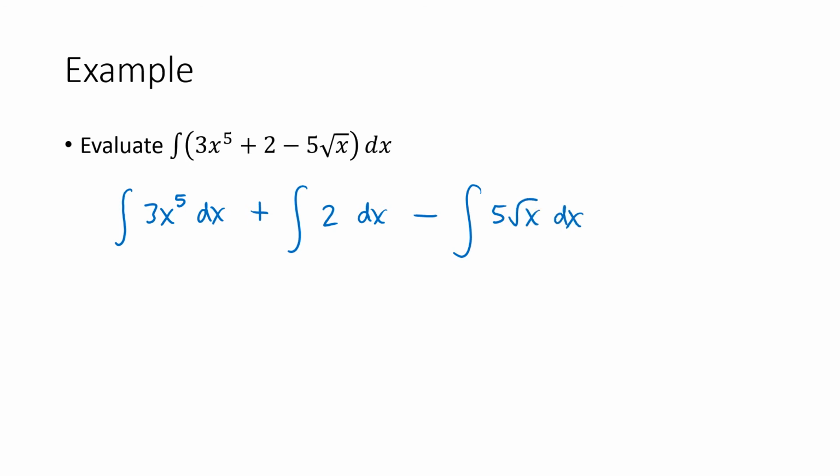And then because we've got a 3 times x to the fifth, just like for derivatives, the 3 is a constant multiple. That's going to stick around. And we take the antiderivative of x to the fifth. And just like before, we get 1/6 x to the sixth.